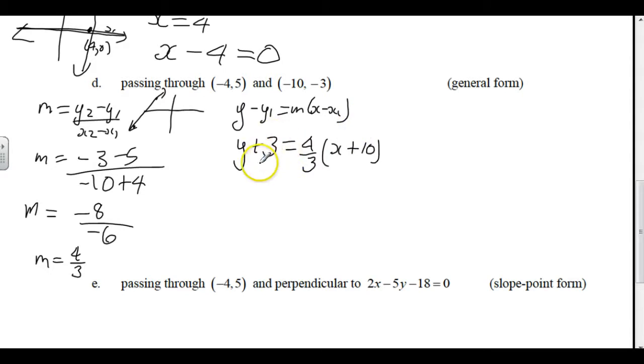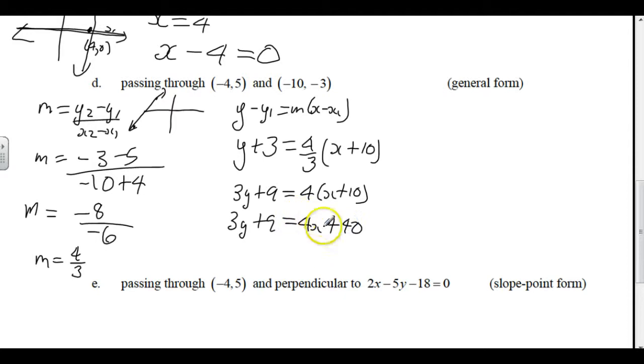I want general form, so I need to get rid of this denominator. So let's multiply through everything by 3. So 3y plus 9 is equal to 4 times (x plus 10). Now we expand. 3y plus 9 equals 4x plus 40. General form, we need a positive x value. So 4x, we're going to subtract 3y, minus 3y. We're going to subtract 9 from both sides, 4x minus 3y plus 31 equals 0.